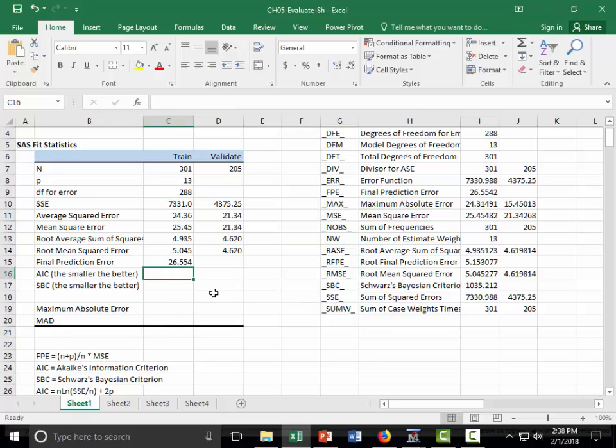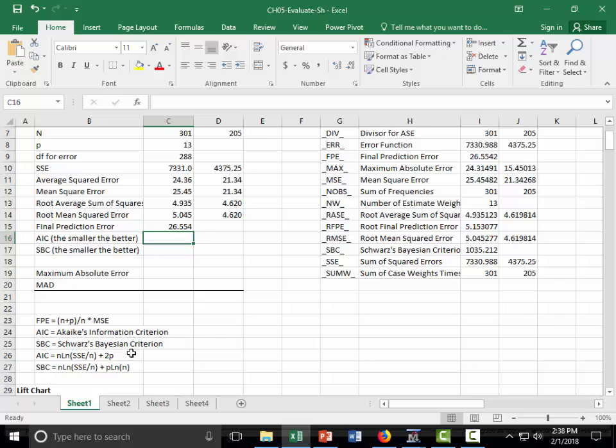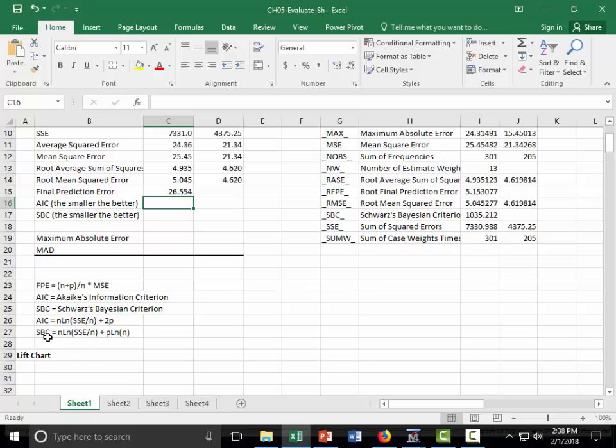And AIC is the Akaike information criterion. That again does the same thing in a slightly different way. And then the Schwartz Bayesian criterion also does the same thing, like the Akaike information criterion.